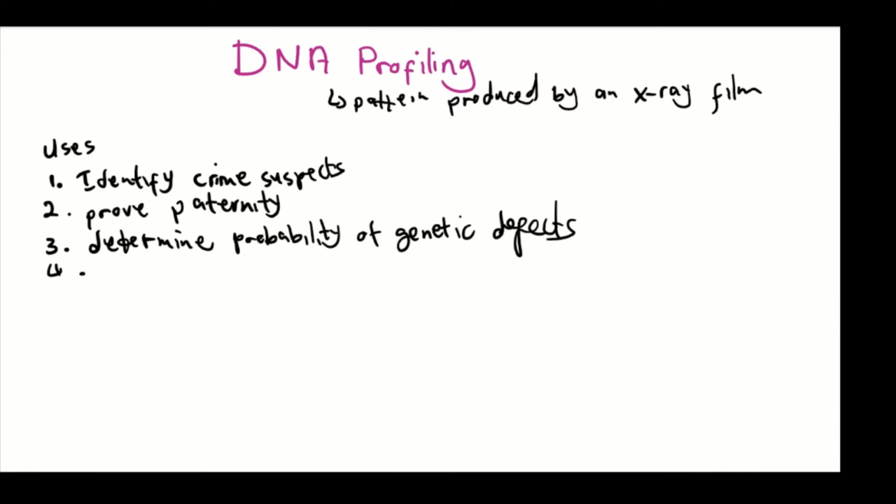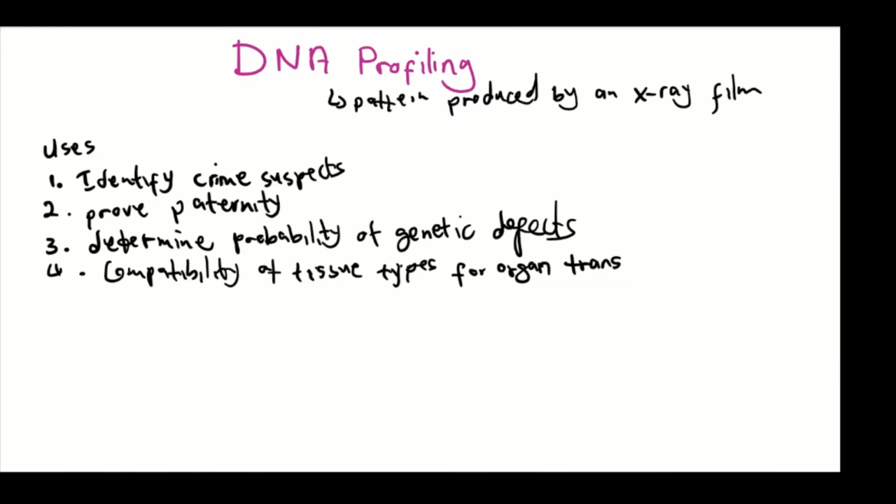Another reason for the use of DNA profiles is to establish the compatibilities of tissue types for organ transplants. And the last use is to identify relatives. So these are the 5 uses of DNA profile.